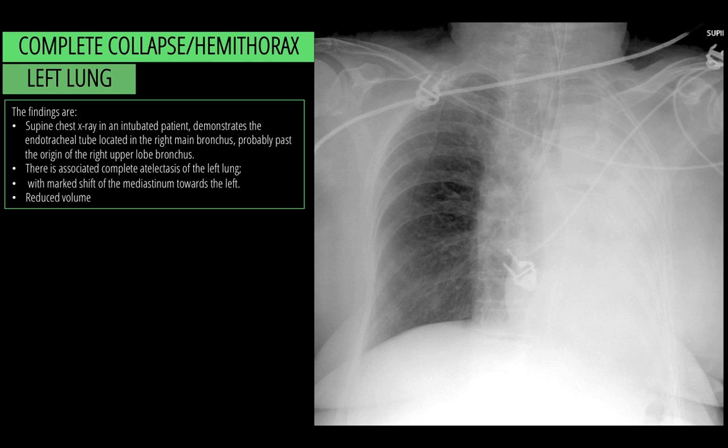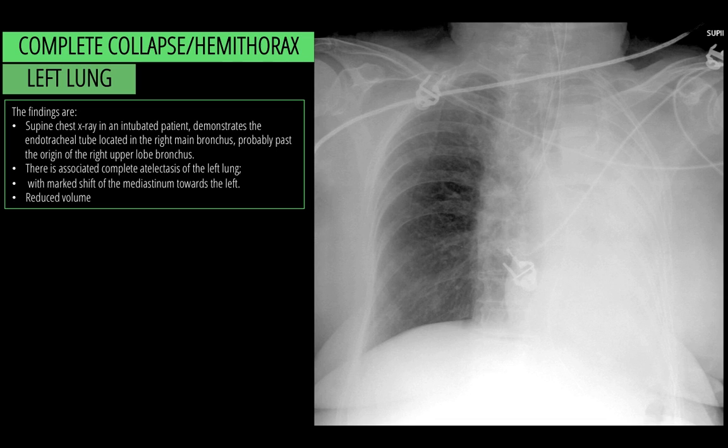So in this supine chest x-ray in an intubated patient, we can see that an endotracheal tube has been located into the right main bronchus, probably just past the origin of the right upper lobe bronchus, and accordingly there is associated complete atelectasis of the left lung. So as it should be obvious, we can see that there is a complete reduced volume, and accordingly, if we trace the trachea here, your right and left main bronchus, we can see pulling again towards the affected side, which is going to be the left lung.